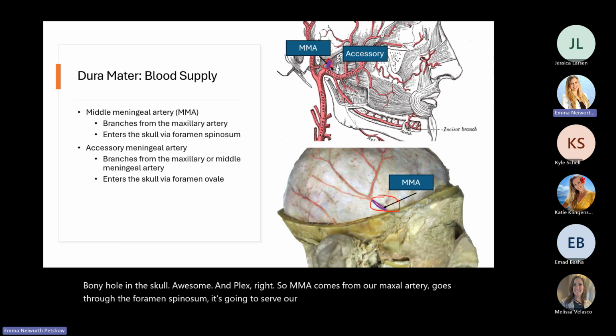Okay, this is probably one of the most testable anatomy facts because it's classically associated with epidural hematomas. So this is a classic NPLEX anatomy vasculature question. And this is where we have arterial bleeding between the skull and the dura, essentially.